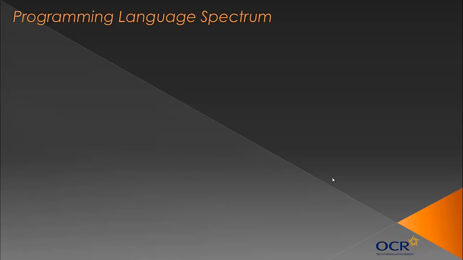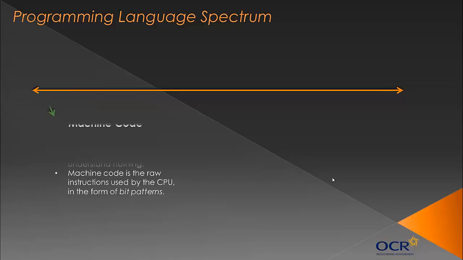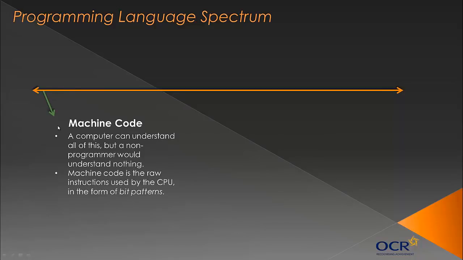So let's first have a look at something. We're almost doing a pre-recap because I'll cover some of this in a later video, but we have a spectrum for programming languages. At one end we have machine code, which is essentially binary numbers, zeros and ones, just lots of bit patterns. A computer can understand all of this, but someone looking at this who's not a programmer would just see zeros and ones. It would mean nothing. Machine code are the raw instructions used by the CPU in the form of bit patterns, and we'll look at bit patterns in a couple of minutes.